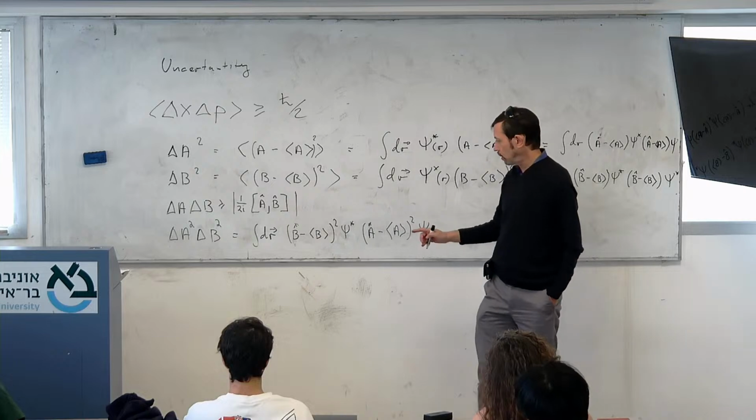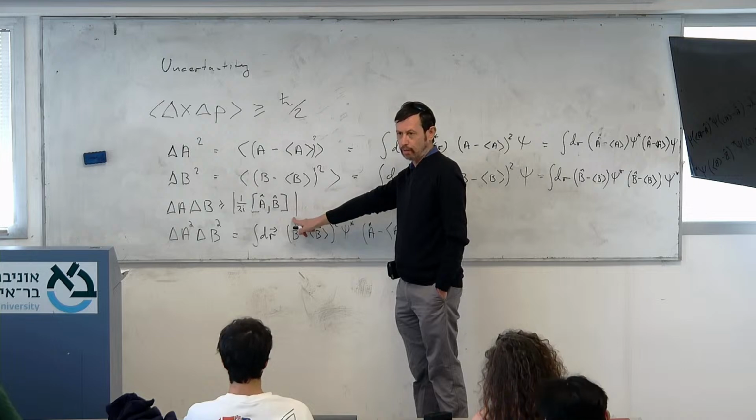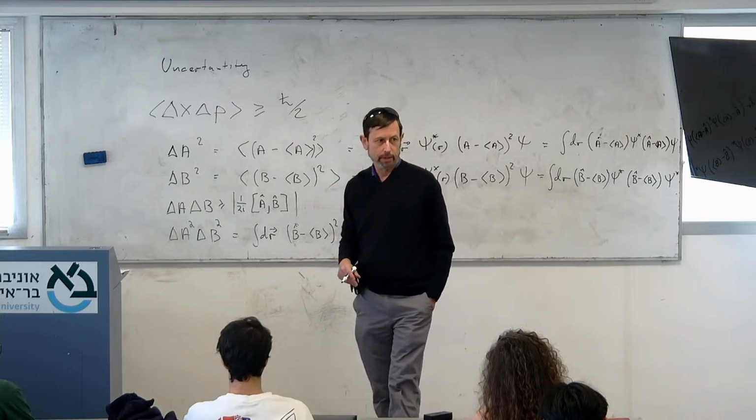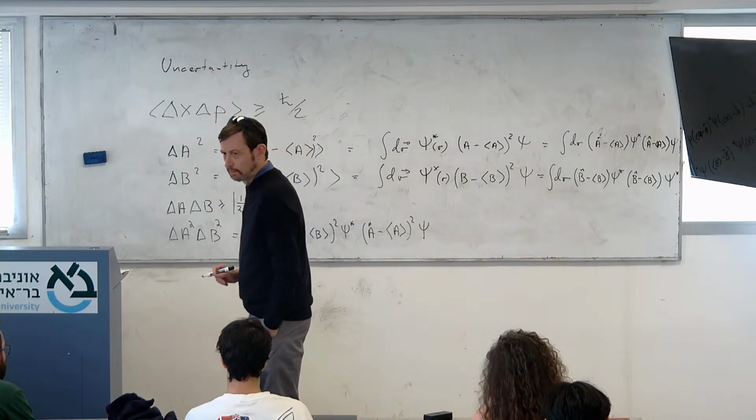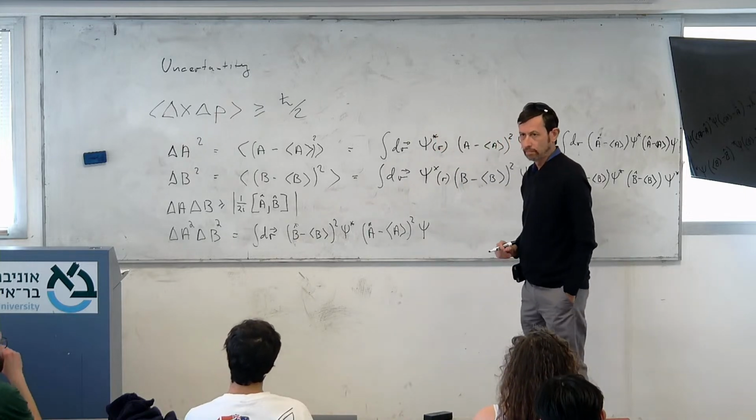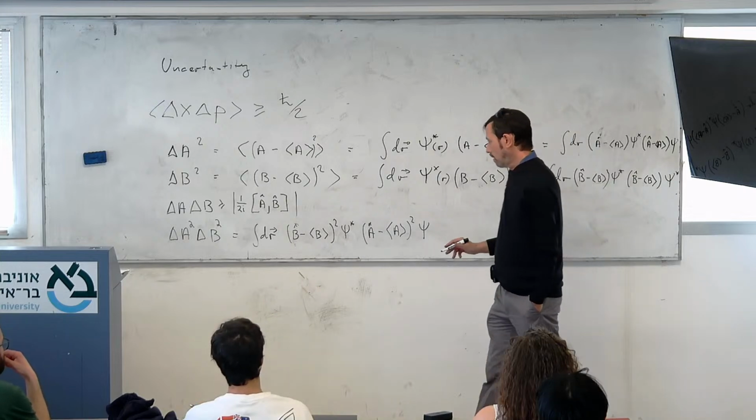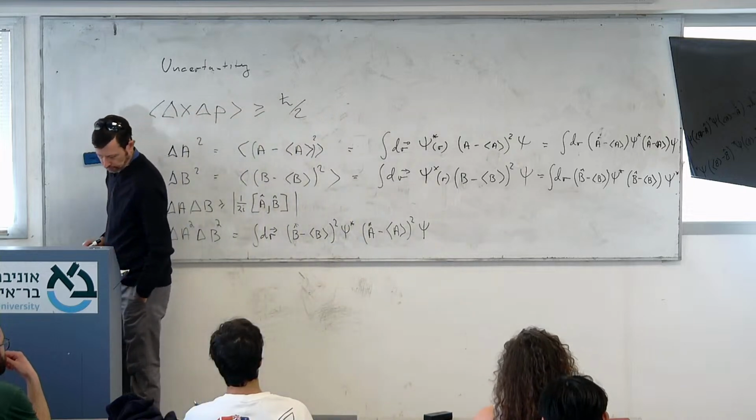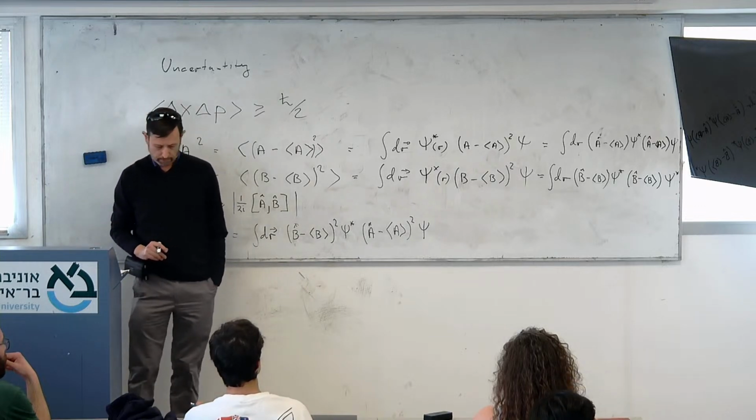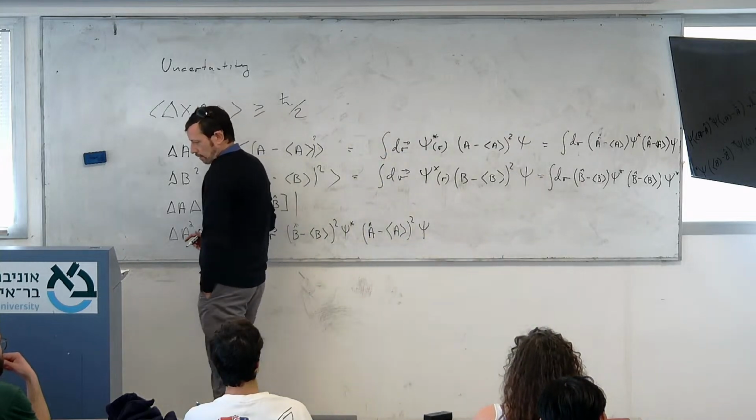I just wrote down the definition and decided to move the Hermitian operator, b operator minus average b, squared, before the psi, complex conjugate. Okay. Next. Okay, I'm looking at this, and it reminds me of the following integral.